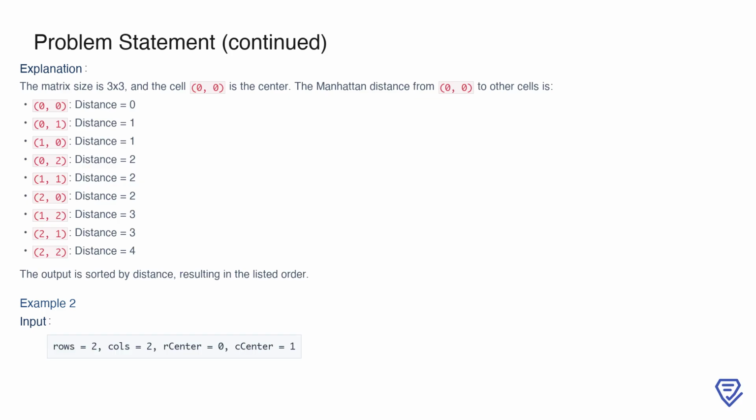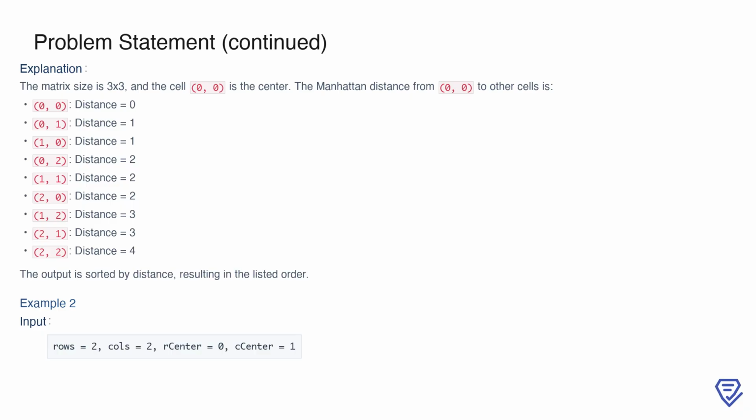To compute the Manhattan distances, we calculate the difference in row and column indices for each cell relative to the center. For instance, the distance from 0, 0 to itself is 0. For 0, 1, the distance is 1 because the row difference is 0 and the column difference is 1. Similarly, 1, 0 also has a distance of 1. For cells further away, like 0, 2, the distance is 2, since the column difference is 2. Continuing this process, we calculate the distances for all cells, resulting in distances ranging from 0 to 4. Sorting the cells by these distances gives the final output.